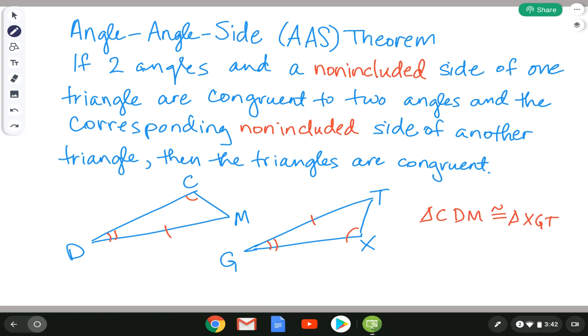So looking at our example triangles that are drawn out, you can see that angle D and angle G are congruent, angle C and angle T are congruent, and then the side that's not in between D and C. Well, there are two sides that they could have used, MC or MD, but they chose MD, so we have to make sure that we get the corresponding side for the other triangle in order to be able to use the angle-angle side theorem. Okay, so let's see a couple of examples of how those are worked out.